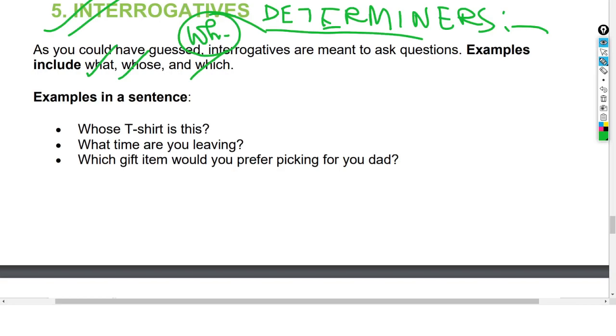So examples in a sentence: Whose t-shirt is this? What time are you leaving? Which gift item would you prefer picking for your dad? So here, whose is the interrogative determiner. What time are you leaving? What here is the interrogative determiner. In this sentence, which gift item would you prefer picking for your dad? So here, which is the interrogative determiner.